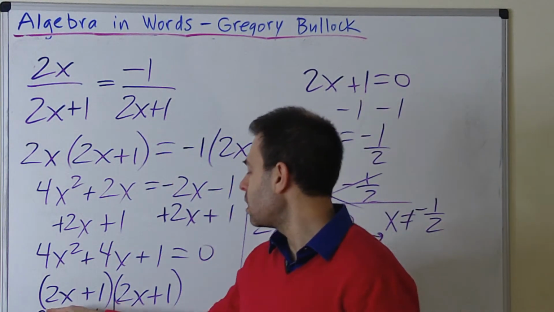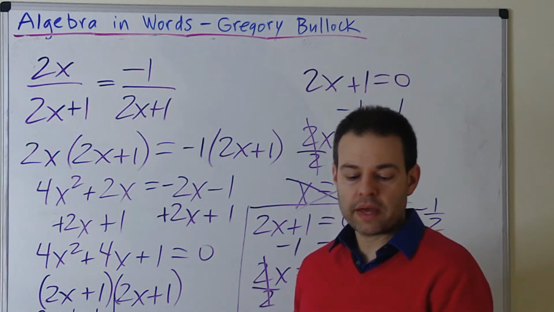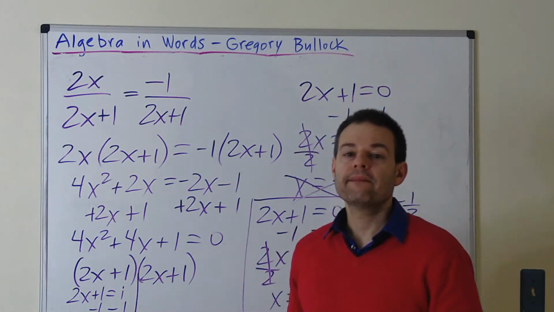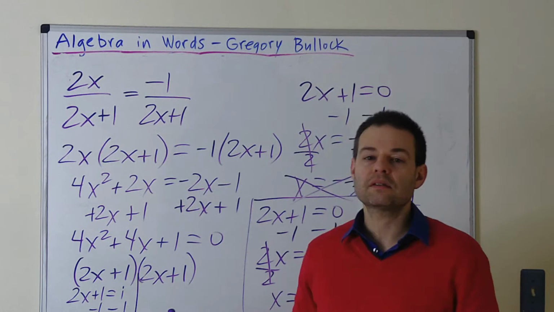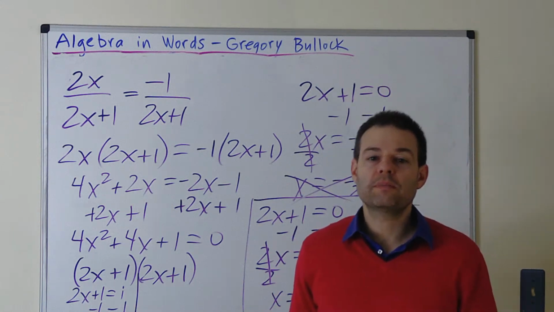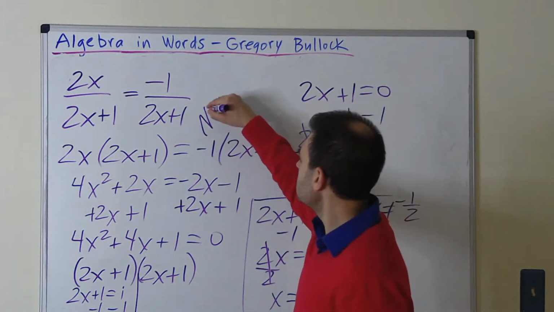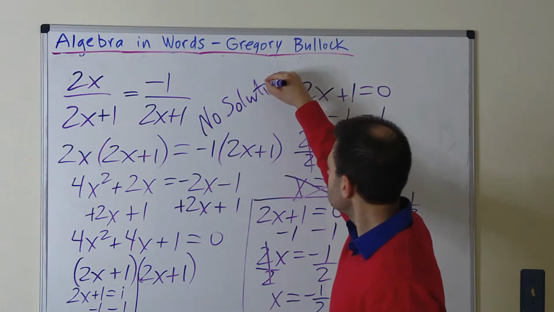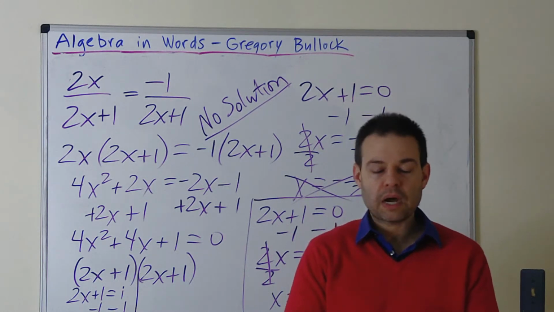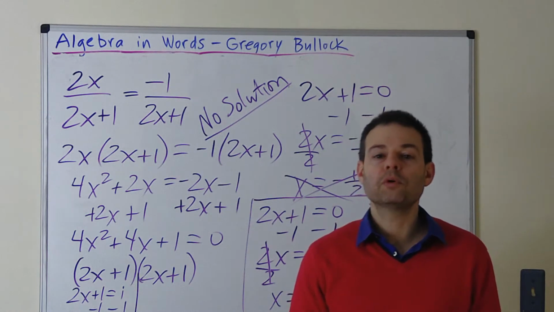And because our binomial factors were the same, then the solutions for each one ended up being the same, negative 1 half. So therefore, that's the only solution that we could have possibly had, and the extraneous solution canceled that out. So the answer for this problem is no solution. And that concludes the problem in this example. I'm going to pause the video and put one more problem up.